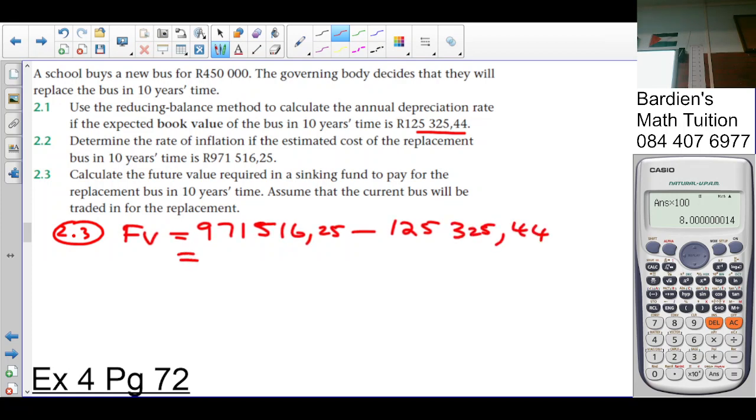Okay. That is 971,516 rand and 25 cents minus 125,325 rand and 44 cents. That's going to give you 846,190 rand and 81 cents. Okay.